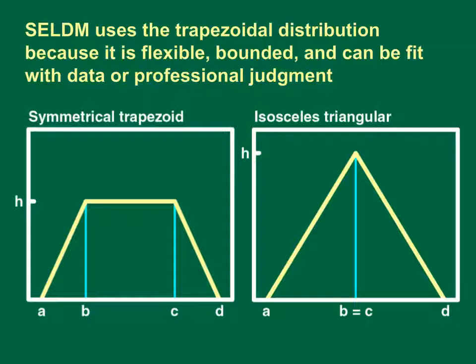The trapezoidal distribution is very flexible and can assume a variety of shapes, including a positive skewed triangular distribution, a negative skewed triangular distribution, a symmetric isosceles triangular distribution, and a rectangular uniform distribution.